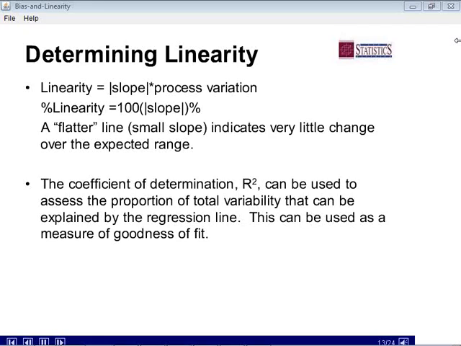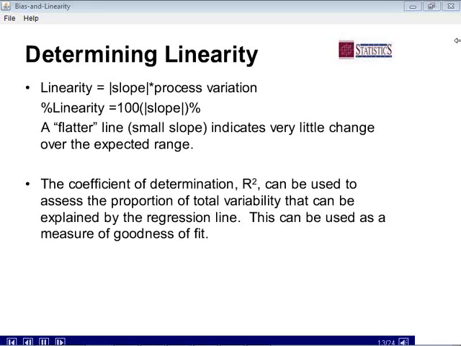which is in percent, of course. And again, a flatter line or a small slope, a slope close to 0, indicates very little change over the expected range. And that's really what you want. You want your gauge to be performing the same over all possible sizes of your parts and different reference values.